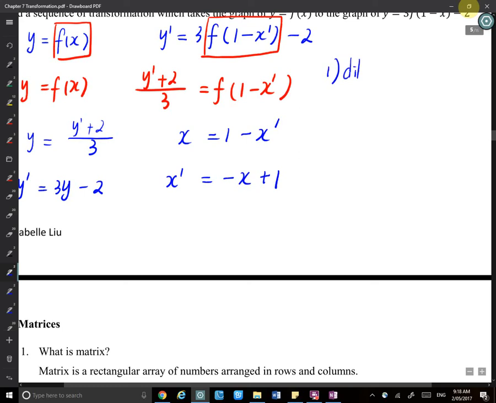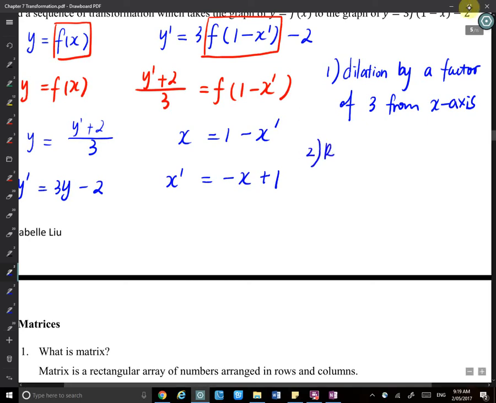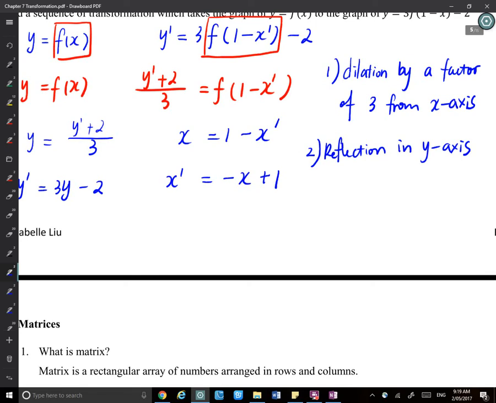So in DRT order, there is a dilation by a factor of 3 from the x-axis, because it's changing the y side. 3y means 3 times the original y, so it's a dilation by a factor of 3 from the x-axis. And then think about reflection. There's a reflection on the x side, because of negative x, so reflection in the y-axis.